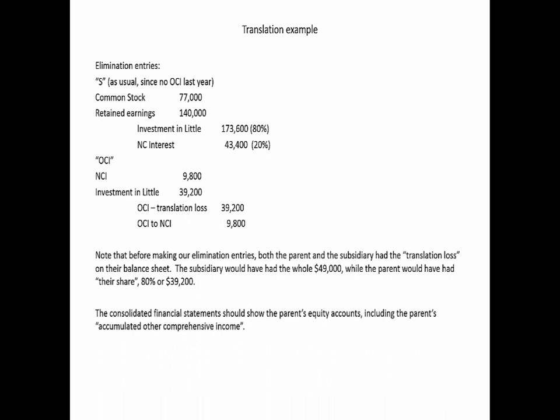The consolidated financial statements should show the parent's equity account, including the parent's accumulated other comprehensive income, but as far as the consolidated income statement itself is concerned, the normal presentation is the company presents its income statement, and then immediately following that they have their consolidated income statement. And so we're going to report the entire $49,000 translation loss, deduct out the $9,800 that accrues to the non-controlling interest, leaving us with $39,200 accruing to the controlling shareholders.